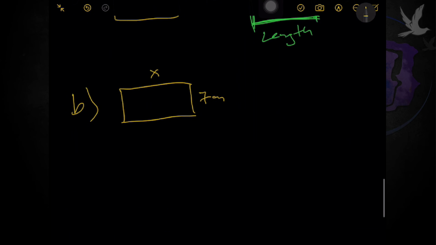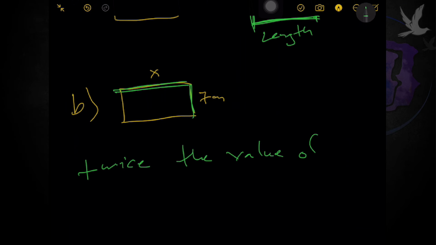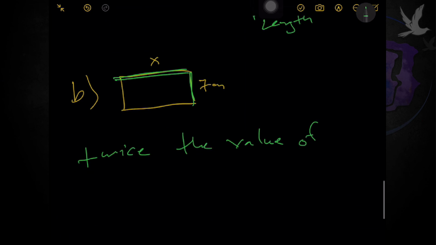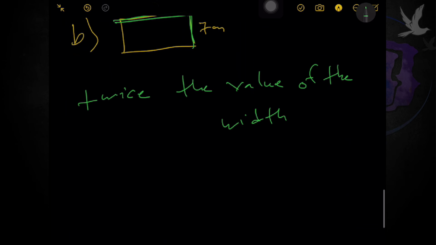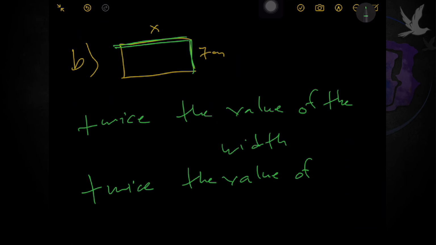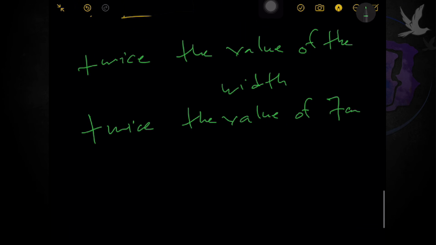Okay. So how are we going to solve this, knowing that the length is twice the value of 7? Twice the value of 7. Let's make use of the terms first: twice the value of the width. What is our width? Our width is 7 centimeters. Twice the value of 7 centimeters.